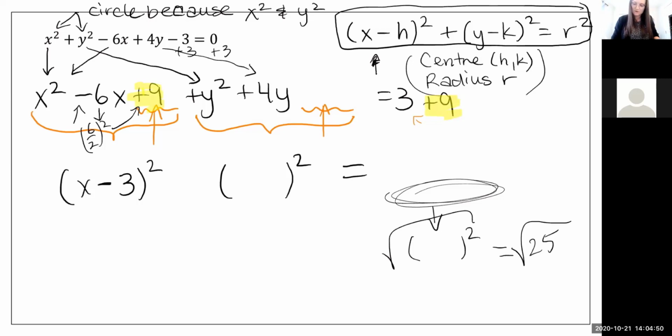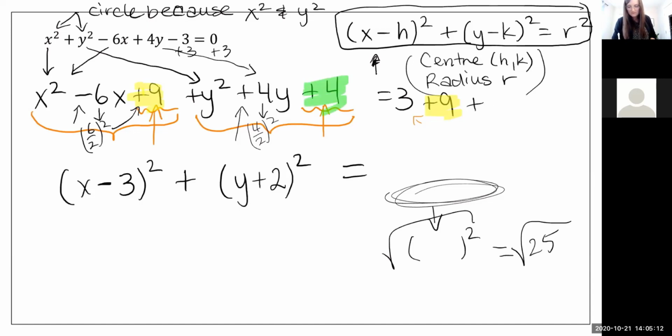And then the 4. So half of the middle term squared, so plus 4, that's going to be y plus 2, because 2 squared is going to give us 4. This is always a plus. And now we have to compensate for adding that 4. We'll just add it to the other side right away. Right? Does that make sense? We're basically forcing it to be in a perfect square format.